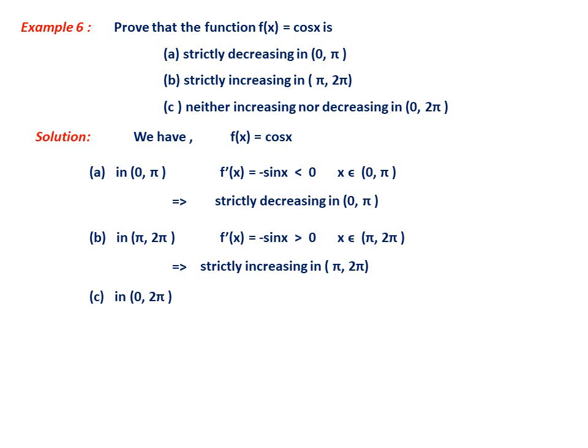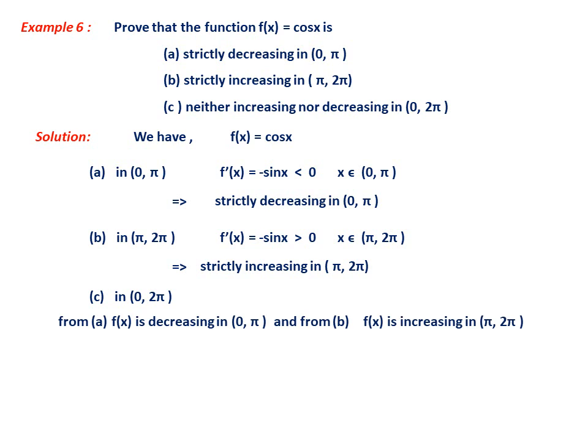Then the third one, as I told you, is very simple. In 0 to 2 pi, the function is both increasing and decreasing. Therefore, from a, f of x is decreasing in the interval 0 to pi, and from b, f of x is increasing in the interval pi to 2 pi. Therefore, f of x is neither increasing nor decreasing in the interval 0 to 2 pi. So, this is the answer.